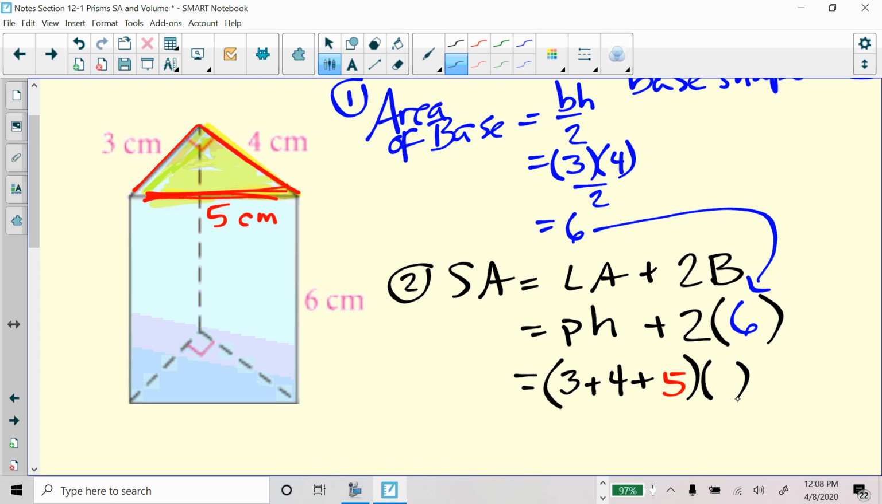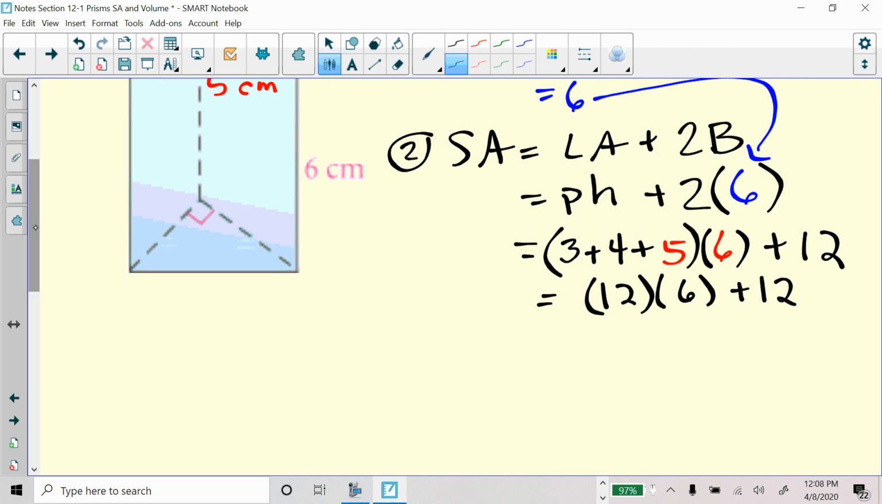The height of the prism is what? That's 6, right? Remember that that's 6, and then plus 12. So then we're going to get 12 times 6 plus 12, which should give you 72 centimeters squared for the surface area.